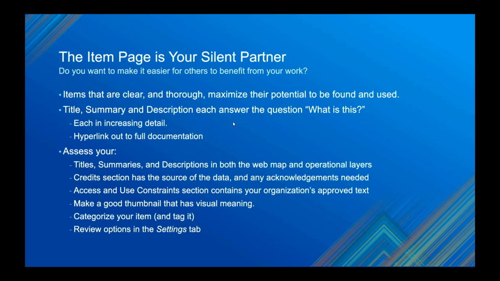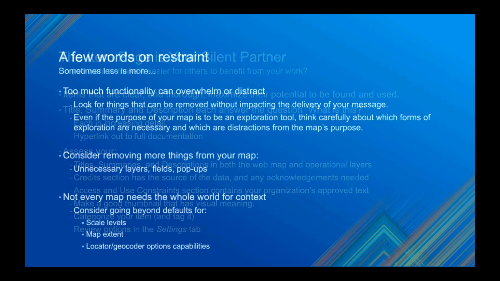The item page. I think we saw Atlas in the plenary. Any of our apps that use groups or show multiple maps or apps, a lot of the information comes through from the item page. So don't slack on filling out the item page. Make sure that they're clear, thoroughly documented. This supports discovery. It builds credibility in your audience and the people that are going to use your items. So that's very important.